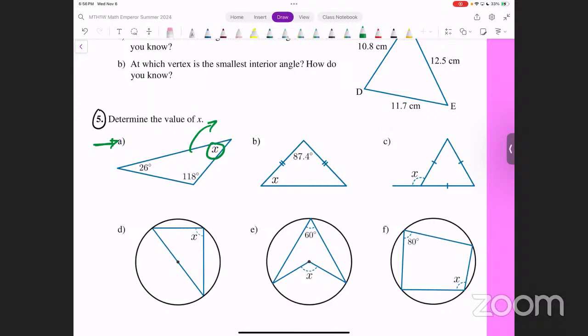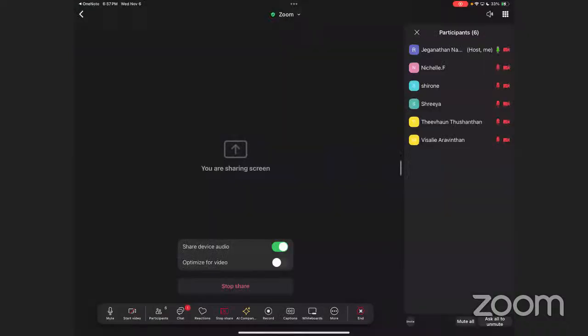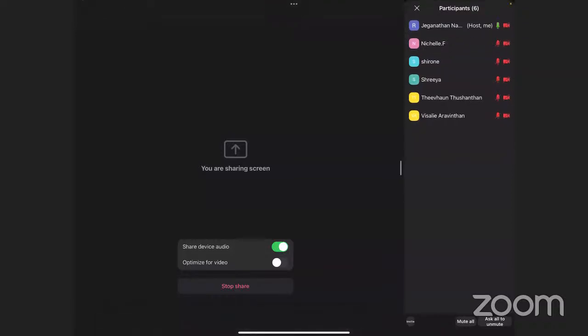Okay. So who I'm gonna ask? Tawan, how much is X, sir? Tawan, how much is X? Are these guys who left my class? Okay, let me see. I have Tawan is here, Shreya is here, Shron is here, Nishal is here. All right, Tawan.